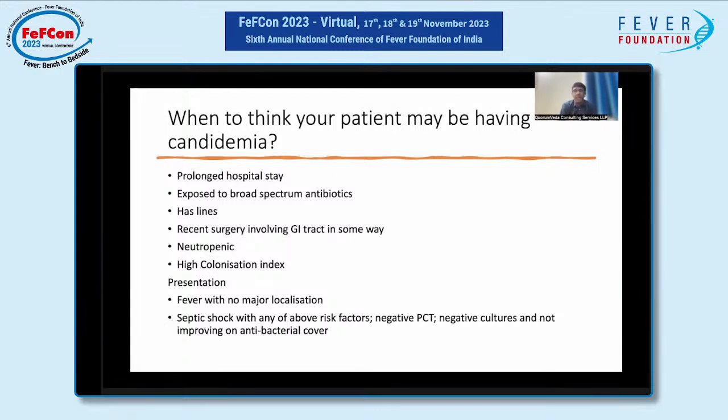Now, presentation, fever. A patient with these risk factors, fever, no localization. Think about candidiasis. Septic shock in a patient with these risk factors, negative culture, negative procalcitonin, and not improving on antibiotic. Think of fungus, think of Candida, friends.